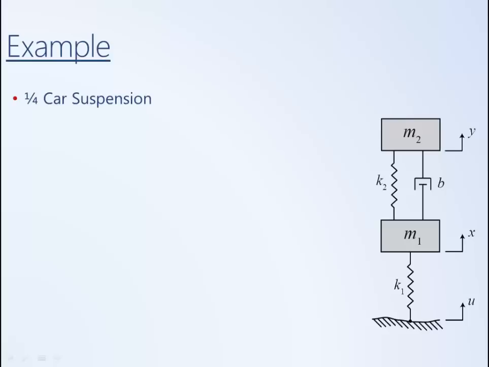We will now go through some examples demonstrating how to apply the approach that we just put forth for modeling mechanical systems. The first example that we'll do is a translational system, a quarter car suspension. This diagram over here is a representation of a car suspension. M2 is 1/4 of the total mass of the car. It's the sprung mass.